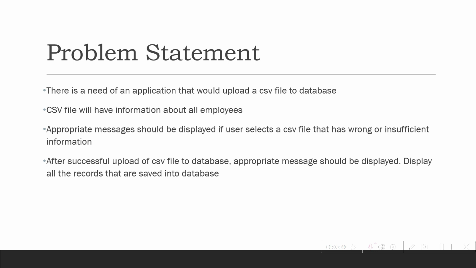Then, appropriate messages should be displayed if the user selects a CSV file that has wrong or insufficient information. This is a kind of goal, where the user selects a wrong CSV file, knowingly or unknowingly. In that case, we should display an appropriate message. Next is a successful case. After the successful upload of the CSV file to the database, we should display an appropriate message.